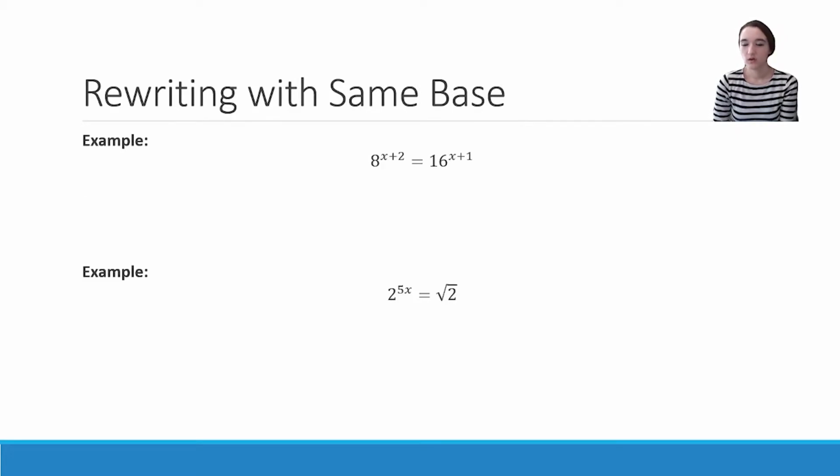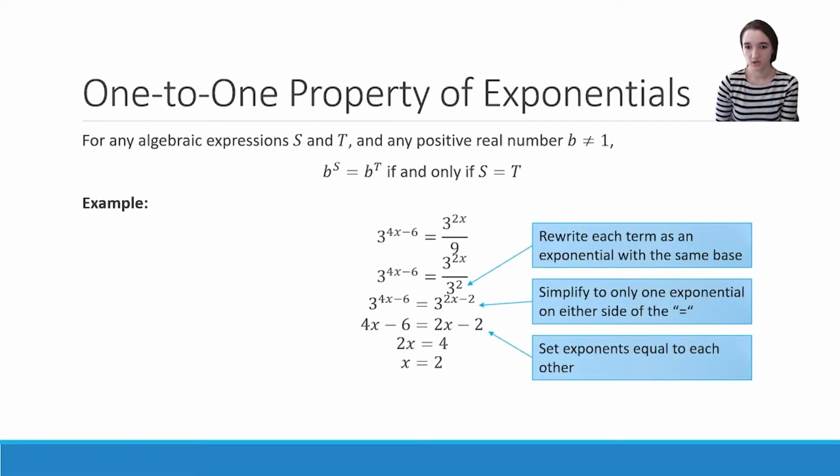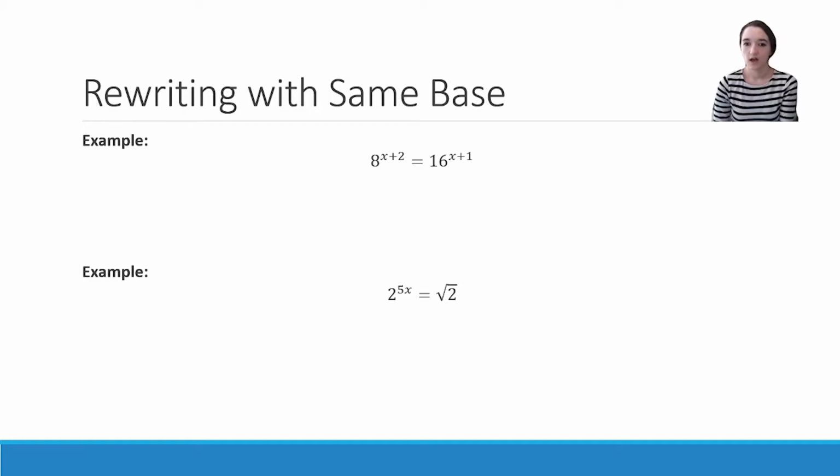Okay, let's see some other examples of rewriting with the same base. Here we rewrote with the base 3. Here, I have 8 to the x plus 2 and 16 to the x plus 1. I want to rewrite these with the same base. But it's not as simple as just 16 is 8 squared, because that's not true. 8 squared is 64. So how are 8 and 16 related to each other? Well, I can change both of them to be the same base.